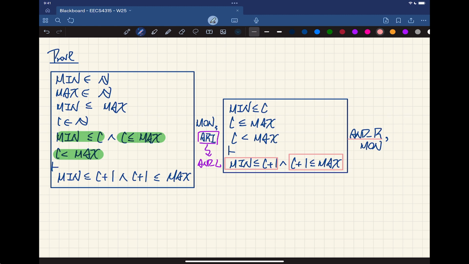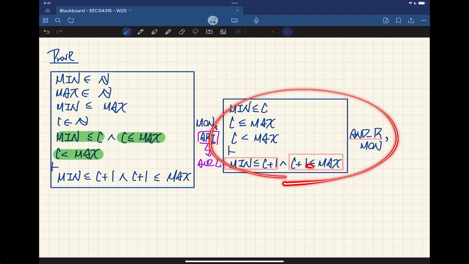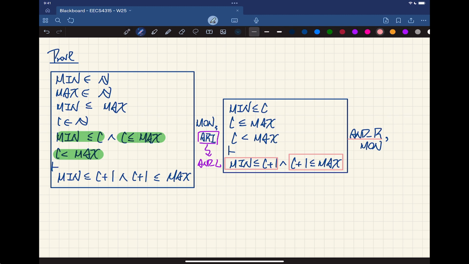So in order to prove this single sequence over here, I will be able to prove two sequences individually. So I'm going to write it down. I'm just going to prove two sequences over here. The first one, I want to just use minimum less than or equal to C. That will be the only one that's relevant, which means I'm dropping these two. For that one there, I will be able to prove minimum less than or equal to C plus 1.